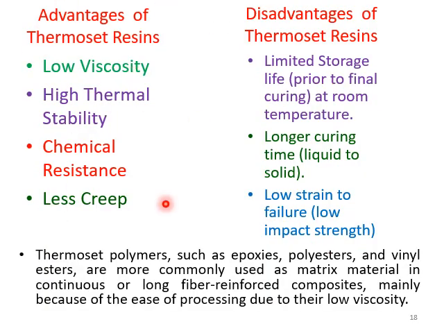So let us look into advantages and disadvantages of thermoset resins. So what are the advantages of thermoset resins? Like low viscosity is one of the advantages of thermoset resin. High thermal stability is another advantage of thermoset resin. Low viscosity, as I already told you, because of its low viscosity, it is very easy for the thermoset resin to completely move in between the intersection points of reinforcements in a composite.